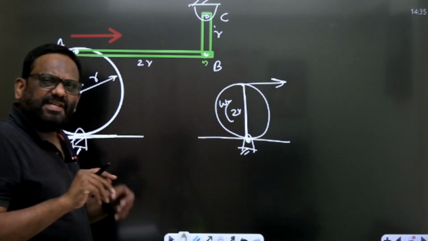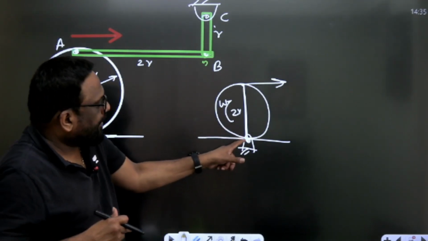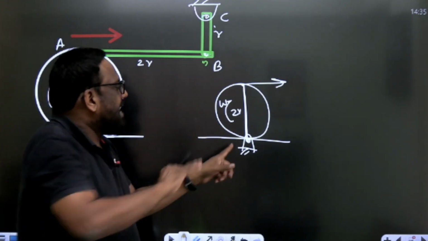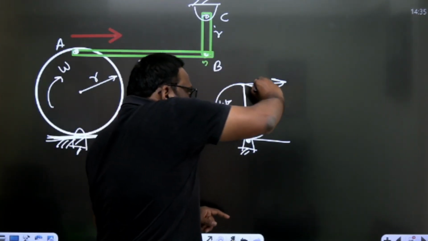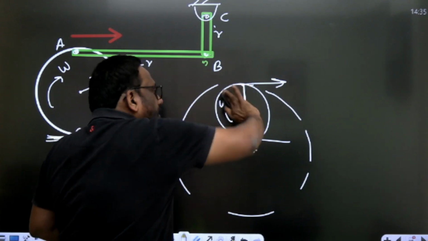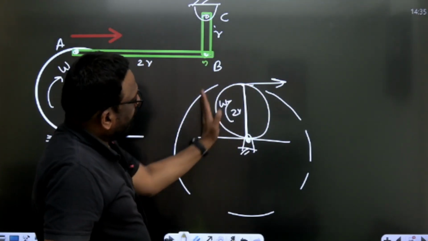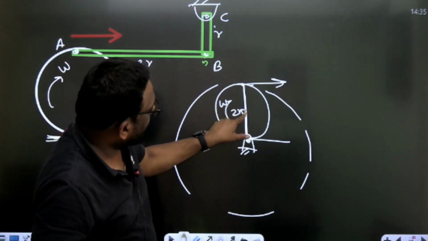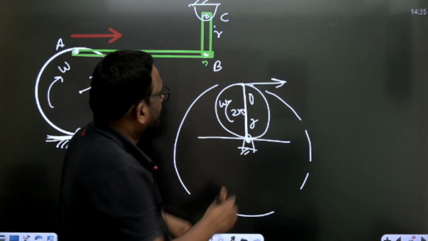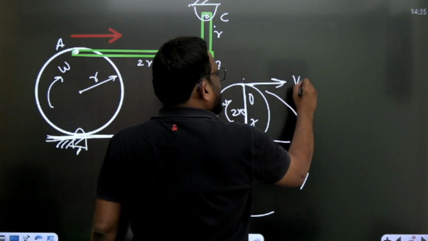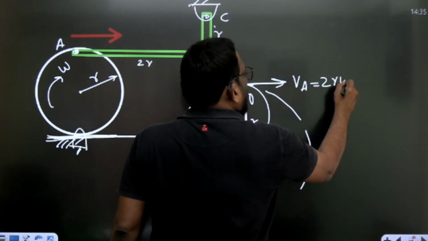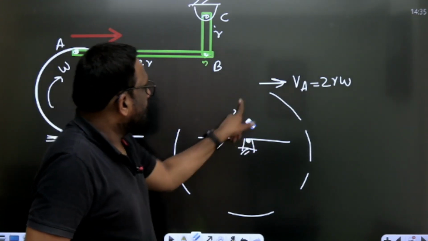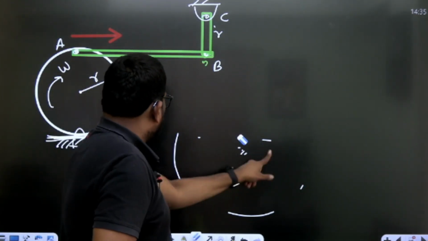So when it is in pure rolling about this point, at that instant it seems as if the complete disk is rotating about this point. So about this point it is completely rotating. So what will be the velocity of the topmost point? This is r, this is also r, so 2r. So velocity of the topmost point A is equal to 2r omega. Excellent, sir. If you catch this point, the problem is solved. So the velocity of point A is 2r omega.